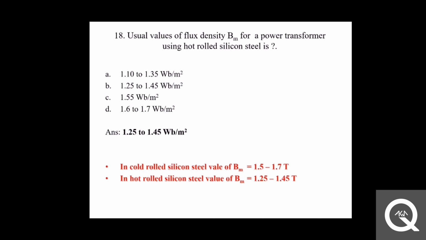In cold rolled silicon steel, the value of flux density is 1.5 to 1.7 Tesla. Tesla means Weber per meter square. In hot rolled silicon steel, the value of Bm is 1.25 to 1.45 Tesla.